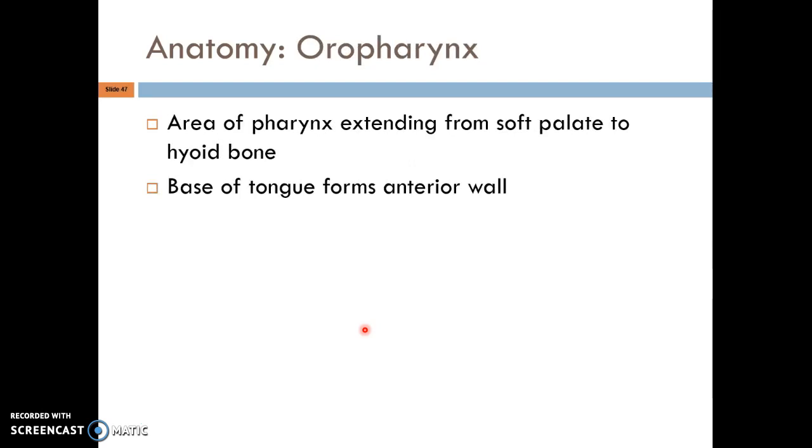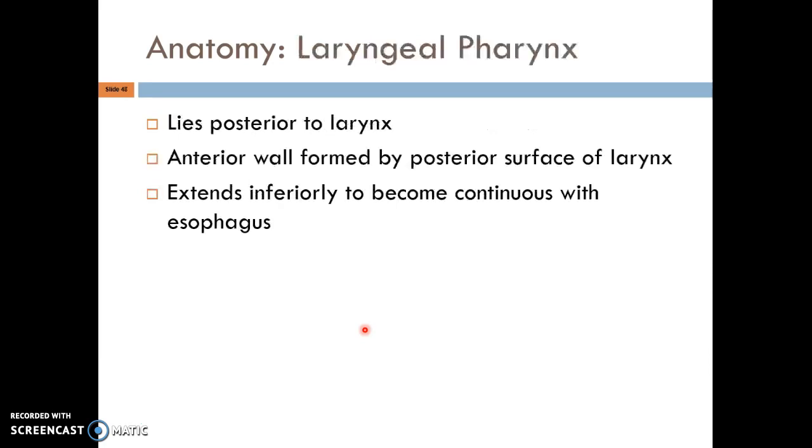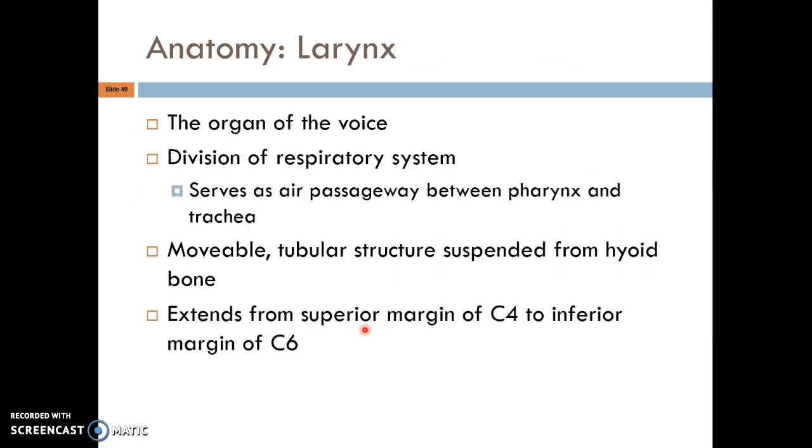It is the base of the tongue. It forms the anterior wall. Then, last is the laryngeal pharynx. It lies posterior to the larynx or the voice box. The anterior wall is formed by the posterior surface of the larynx. It extends inferiorly to become continuous with the esophagus.